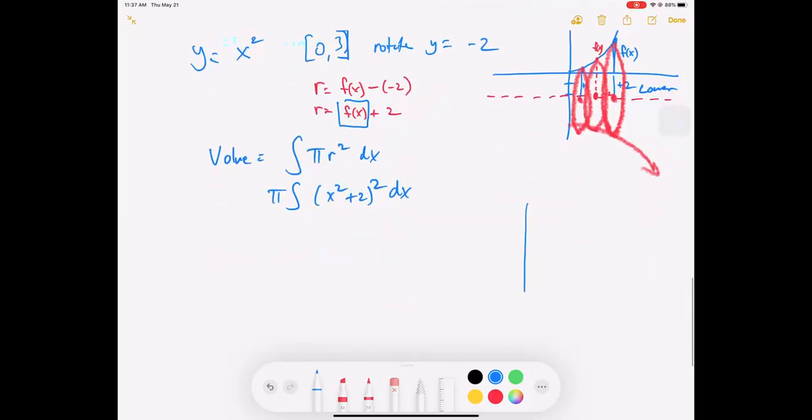Even if I give you a function, let's do the same function here. And let's say if I rotate about y is equal to positive 2. So this graph would be rotating the other direction, going up, and it would look like this. In this case, it would be upper minus lower. So the r value here would be 2 minus f of x. Okay. All right.